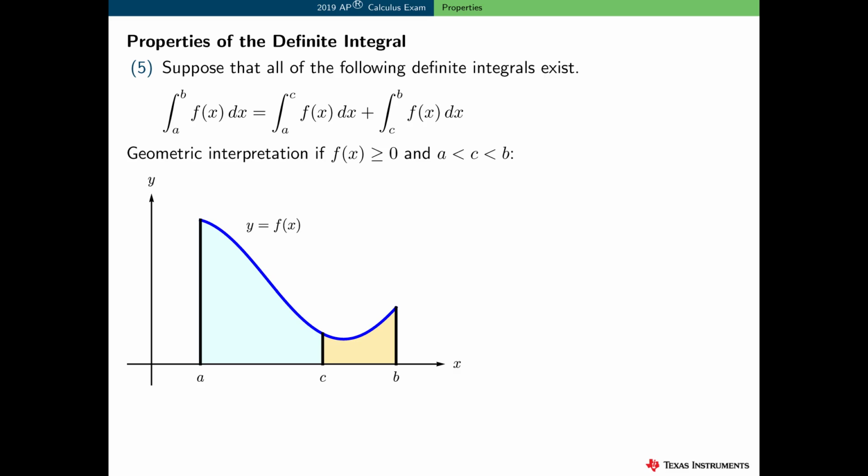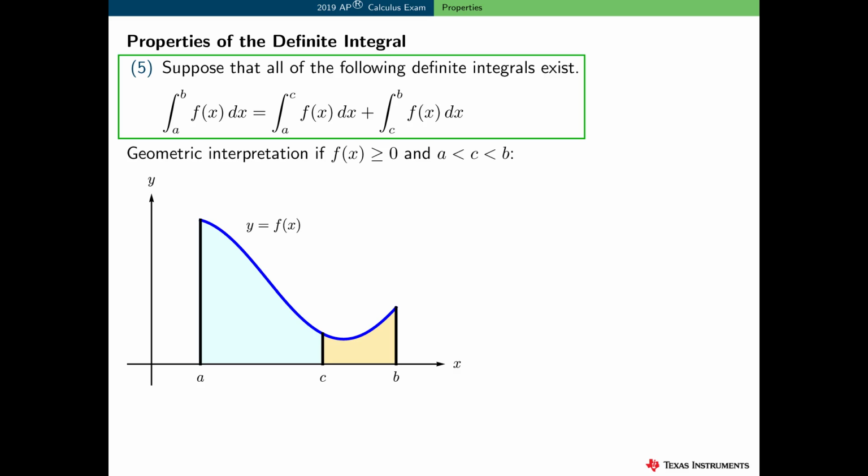Property 5 involving definite integrals shows how to combine definite integrals of the same function over adjacent intervals. This concept was used in the solution to free response question AB3 BC3.